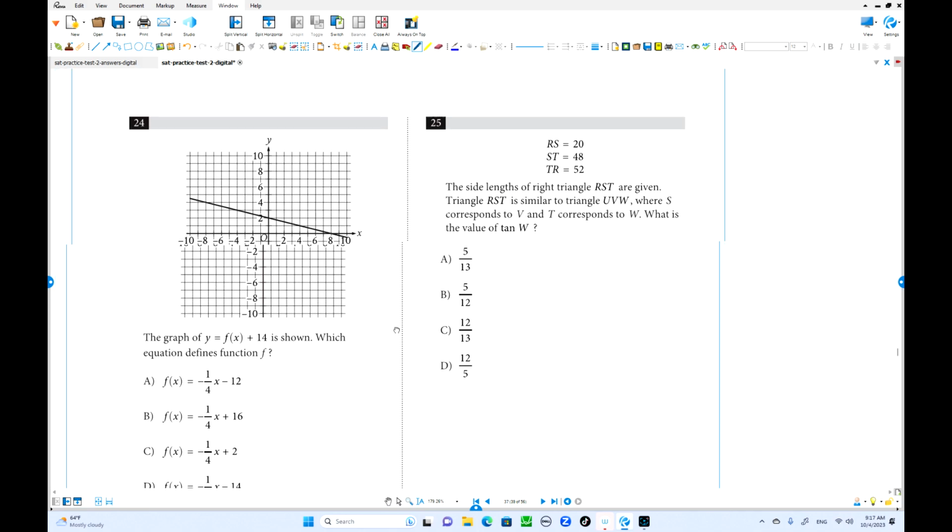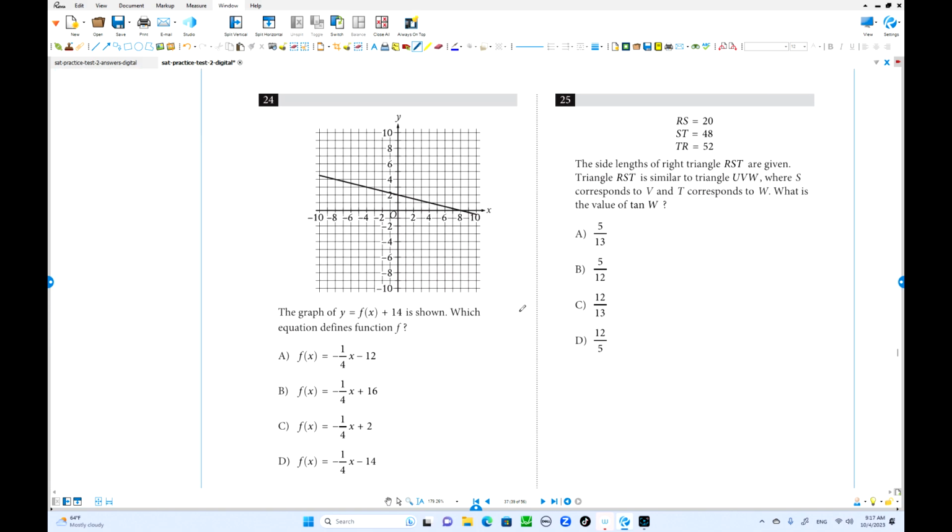0.55. Here is number 24. So, okay, y equals what? They create one new graph. Y equals f of x plus 14. Which equation defines the value of f? This is the graph of y equals f of x plus 14, okay?